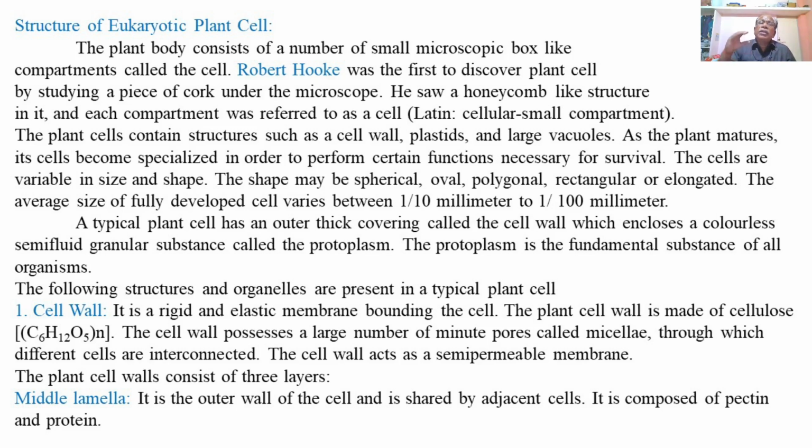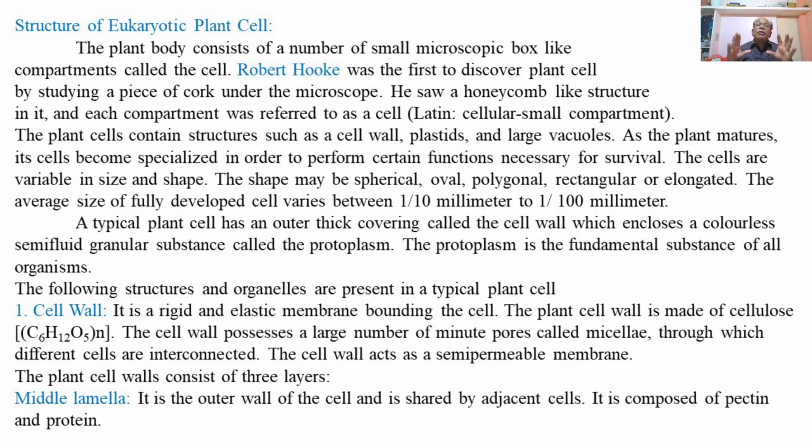So, the plant cell wall is composed of cellulose. The cell wall possesses a large number of minute pores called micelle, through which different cells are interconnected. The cell wall acts as a semi-permeable membrane. The plant cell wall consists of 3 layers.